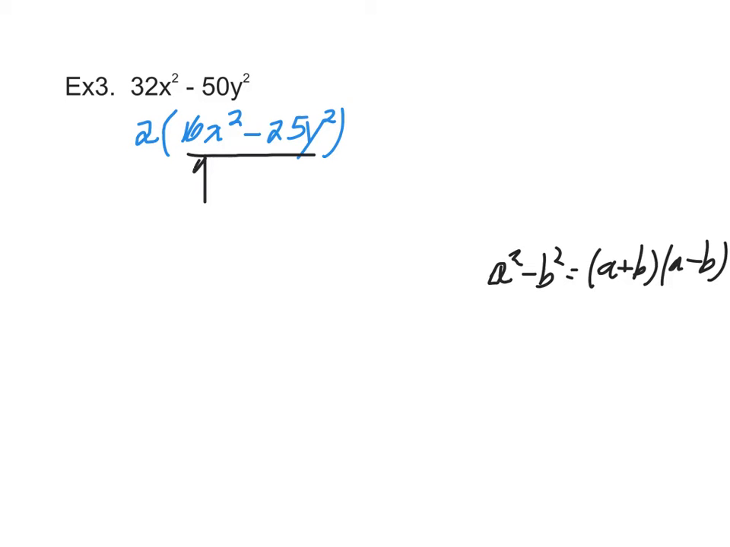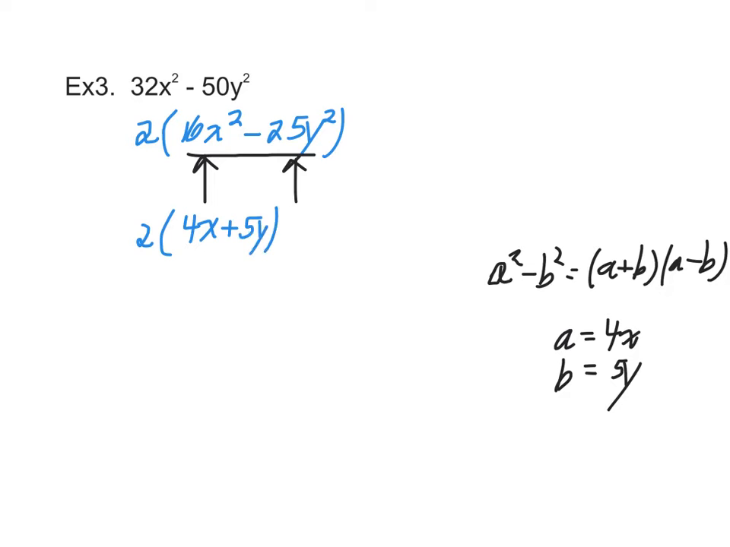The a is the first thing, squared. So a here must have been 4x. B is the second thing after the minus, but it's squared. It had to have been 5y. To finish this, I'm going to carry that 2 down and then just write the difference of squares. A plus b times a minus b. It's really long, but that's the complete simplification.